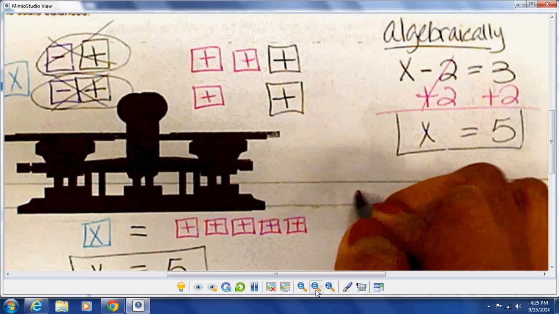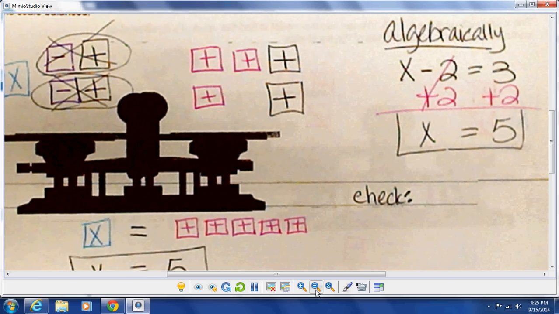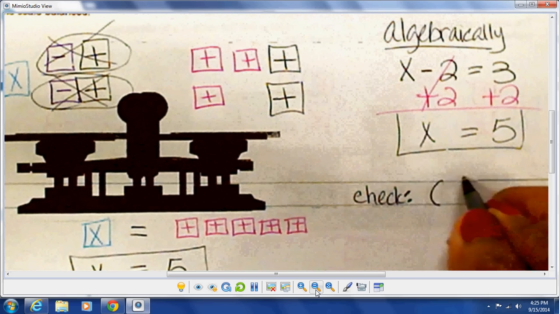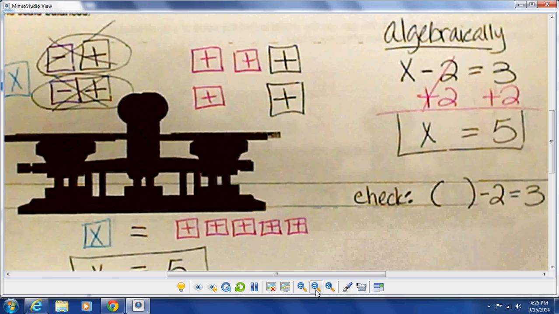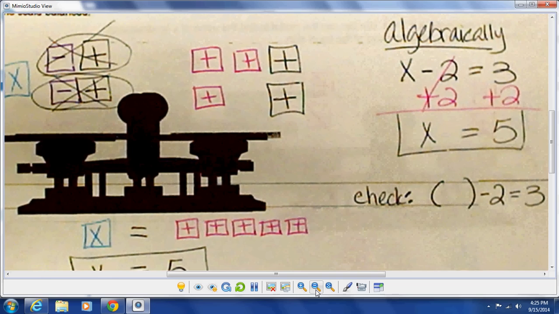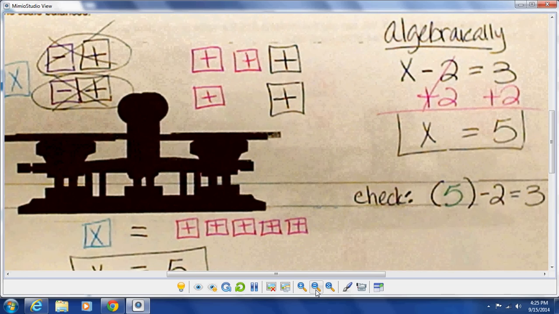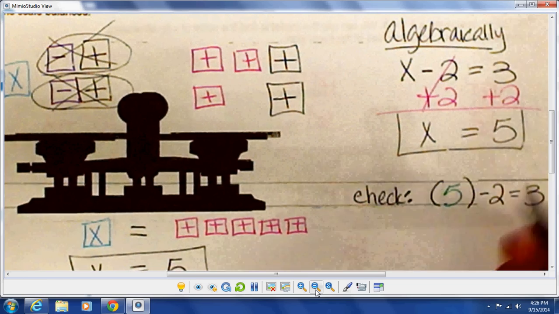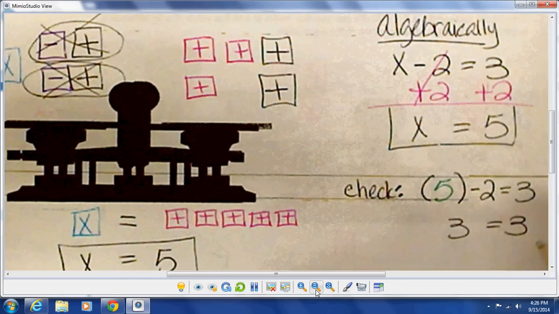And just to make sure we didn't mess up both places, let's go ahead and check it. So write your parentheses for your variable, minus 2 equals 3. Plug in your solution, which is 5. Since 5 minus 2 equals 3, then we have 3 equals 3. So therefore, it does check.